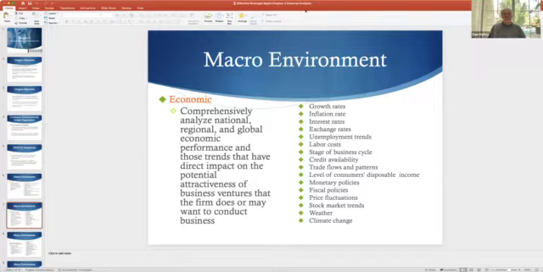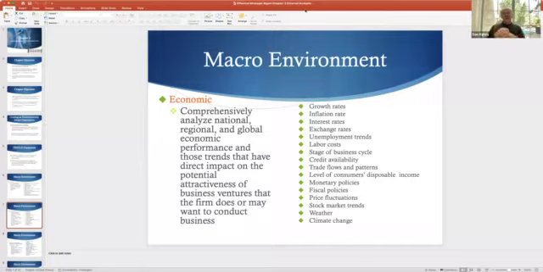All right. First one, growth rate. That certainly is a concern. If we're going to be entering into a new area, or we're in an area and competing, we want to know whether or not the economic forces in that area will encourage growth.